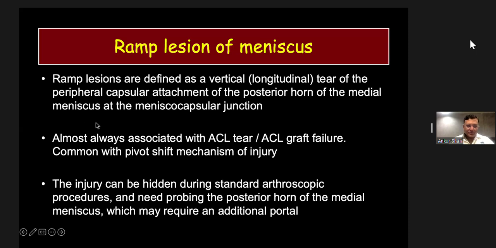Mucoid degeneration of meniscus versus normal meniscal high signal, how do we differentiate? See, mucoid is a normal meniscal high signal. I already told you it is in young individuals, at the junction of posterior horn and body, and horizontal only, while mucoid is usually a little globular.